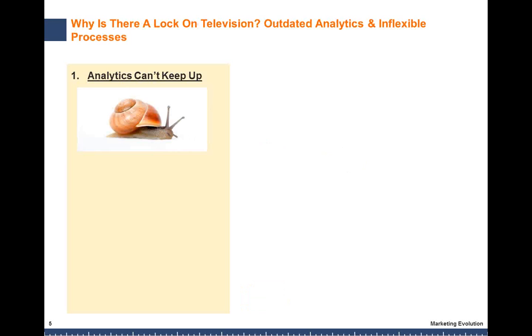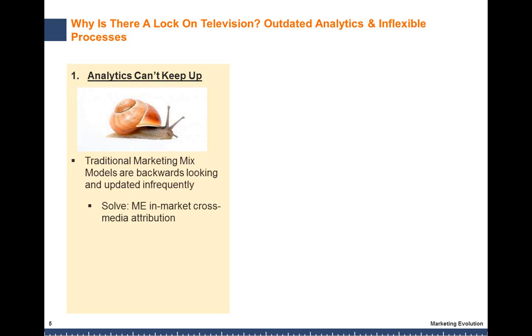So historically, there have really been two reasons why television has been considered off the table for real-time optimization. Traditionally, I think the biggest reason was that analytics haven't been able to keep up. Most people would recall that traditional marketing mix models that have been around for the past 20 or 30 years are typically backwards looking. They're typically updated infrequently. Best in class for marketers is updating maybe twice a year or quarterly, but given the lag with updating data, it can be really difficult to have any idea of how your campaign is performing while it's still happening.